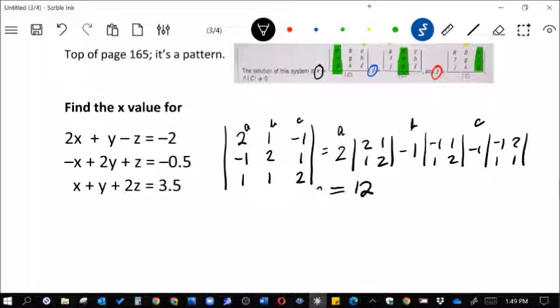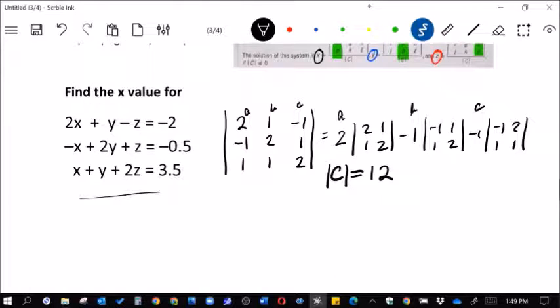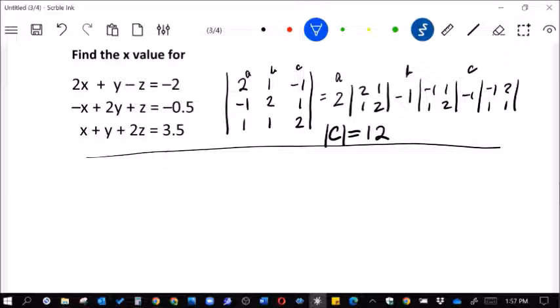So this, the C, actually, let's write that a little better. The C matrix is 12. I don't know why they call it a C. Consonant, maybe? But we'll accept that right now. Now we're going to find the determinant for the x.